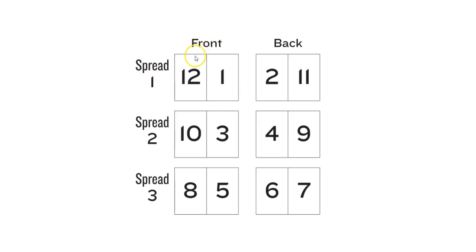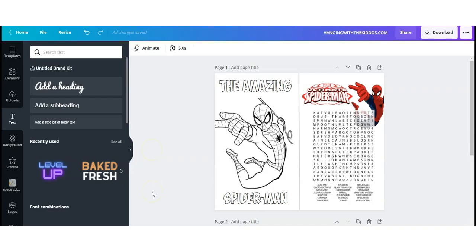Our first page is actually going to be page 12 and page 1 of our coloring book. The second page is going to be page 2 and 11 of the coloring book, and so on. Our even numbers are going to be on the left, and the odd numbers are going to be on the right. This is something you definitely want to keep in mind while designing your pages.